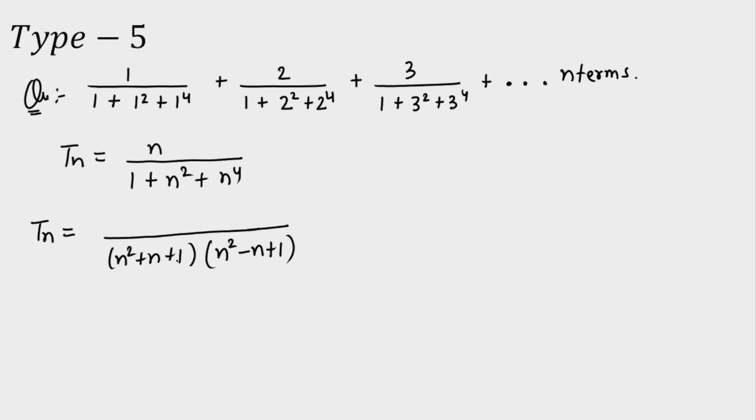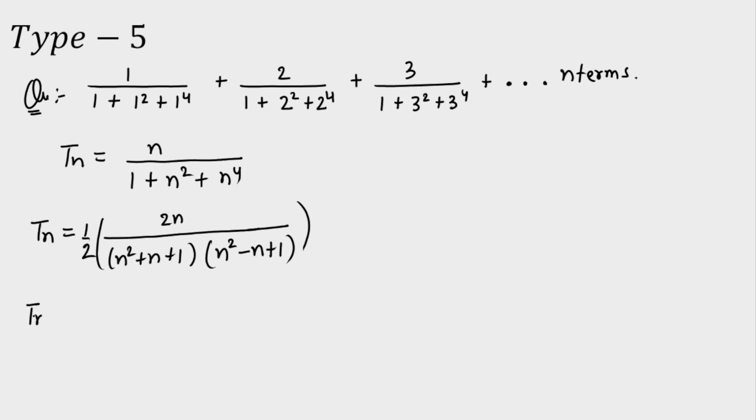Now, as I told you in type 3, if the product of two terms or factors are there, we try to create the difference here. So the difference of these two terms is, I think, 2n. So I'm going to multiply and divide by 2 in order to create the difference here.